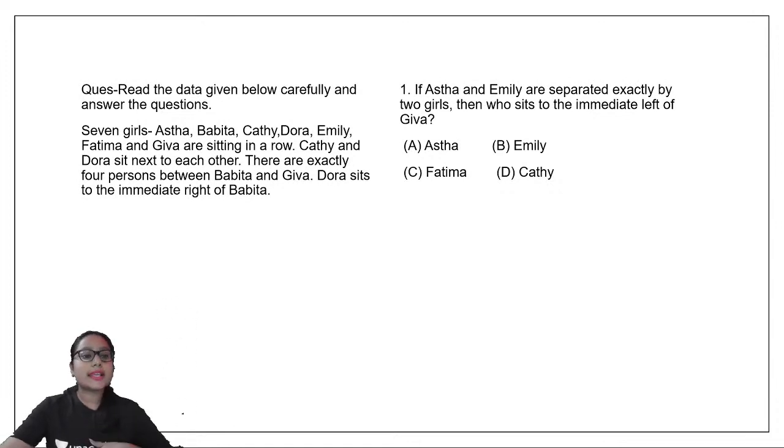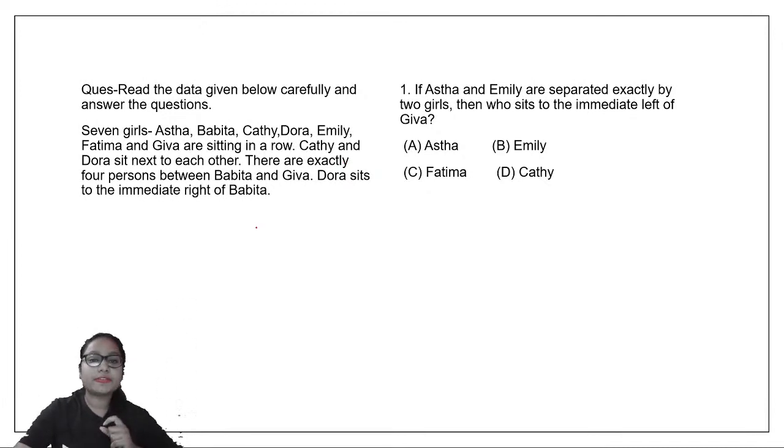It says that 7 girls, Astha, Babita, Kathy, Dora, Emily, Fatima, and Jiva, are sitting in a row. If you notice, the first letters of the names are A, B, C, and so on. Instead of writing the entire name, I'll be using the first letter of their names only. I hope this is clear. So I'll be using A, B, C, D to solve this question.